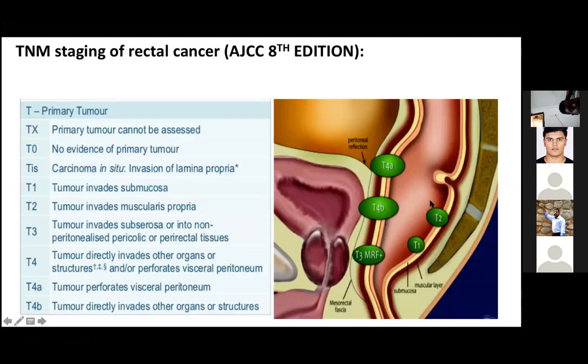So depending upon the depth of the invasion, this is how it is staged. Now the T3 is further divided by the extent of invasion into the mesorectal fat. It could be less than 1 millimeter, or less than 5 millimeter, then 6 to 15, or 15 millimeter and beyond. Depending upon that, it has been divided into A, B, C and D categories.